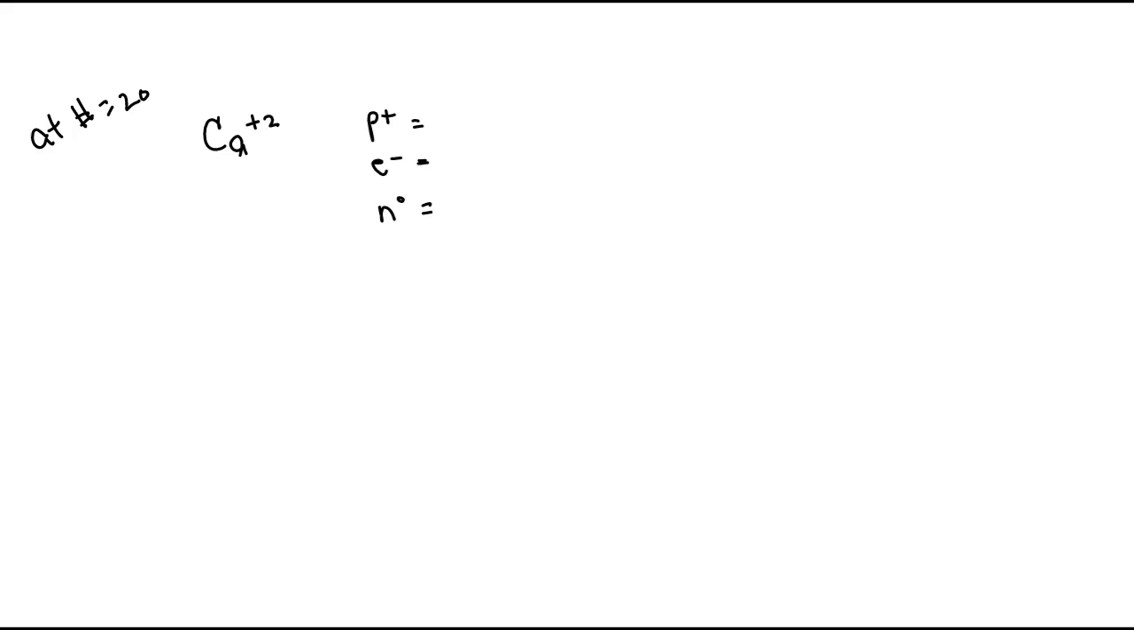Okay, so having calcium being atomic number 20 tells you that you have how many protons? 20, right? If the atom was neutral, you would have 20 electrons. But because you have a +2, that means you have how many less? 2 less. So instead of having 20, it will be 18. And then the neutrons, you need the mass number. So for calcium, it is 40. So it is 40 minus 20. That's 20.